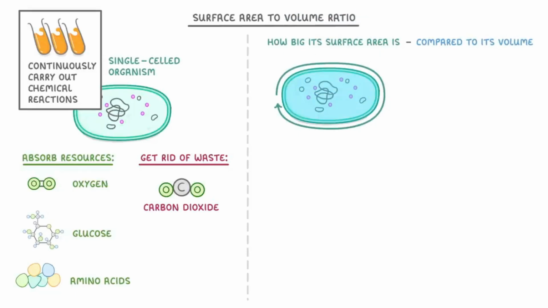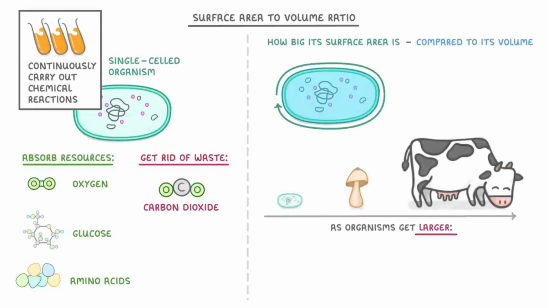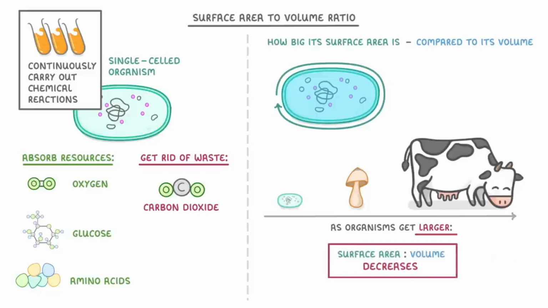And the key idea of this video is that as organisms get larger, for example comparing this single bacterial cell to a mushroom or a cow, their surface area to volume ratio decreases, which is just the technical way of saying that larger organisms have less surface area compared to their volume.